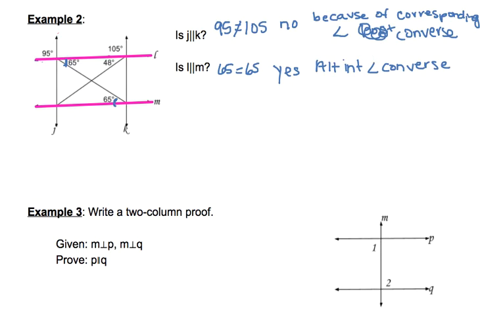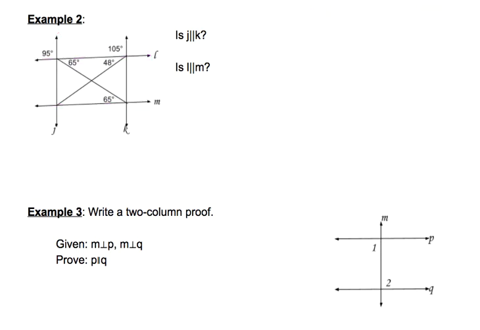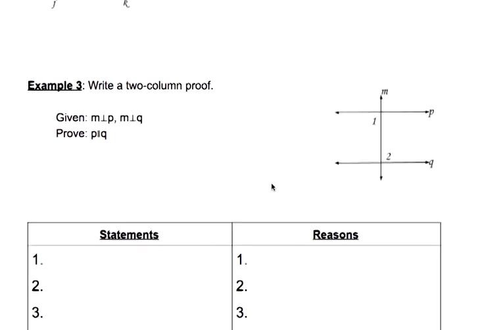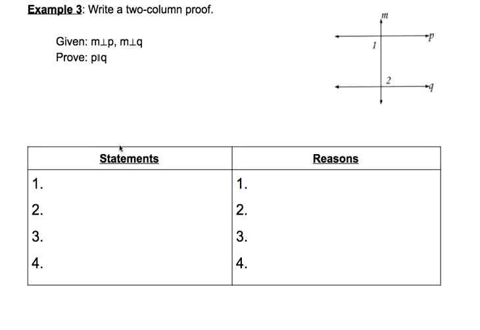So next we're going to look at a proof. So here we are given that M is perpendicular to P and M is perpendicular to Q. And we want to write a proof. So since these are both saying perpendicular, I can introduce those two together. So let's do both the givens at one time. M is perpendicular to P and M is perpendicular to Q. Those are my givens.